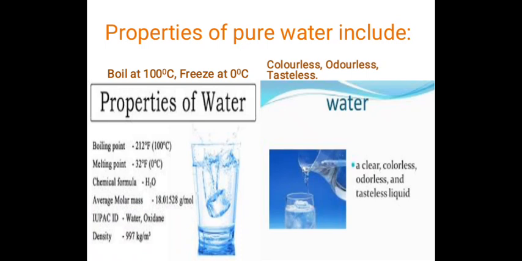Now, one of these compounds is pure water. Let's look at the properties of pure water. It boils at 100 degrees Celsius and freezes at 0 degrees Celsius. It's colorless, odorless, and tasteless. So water is a clear, colorless, odorless, and tasteless liquid.